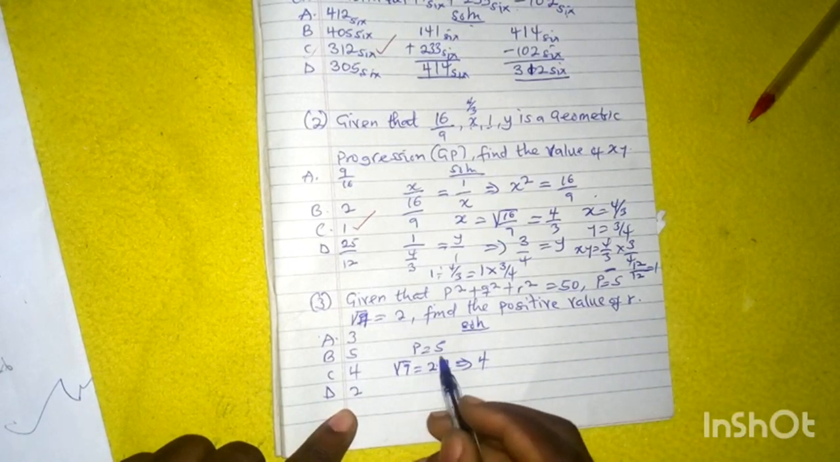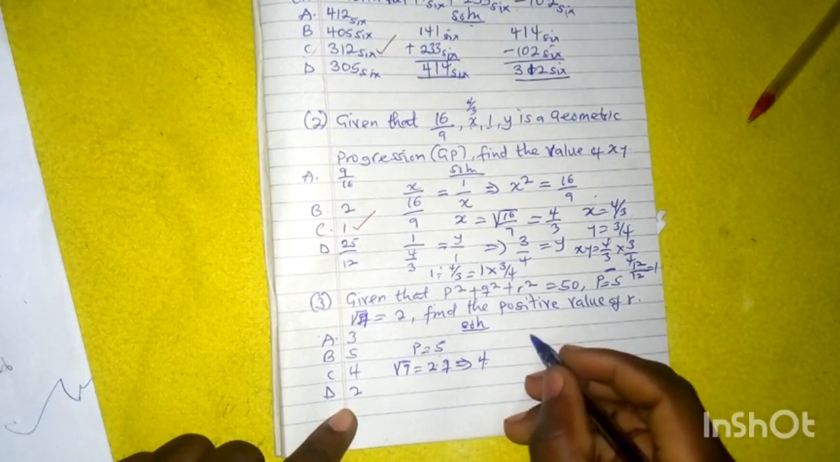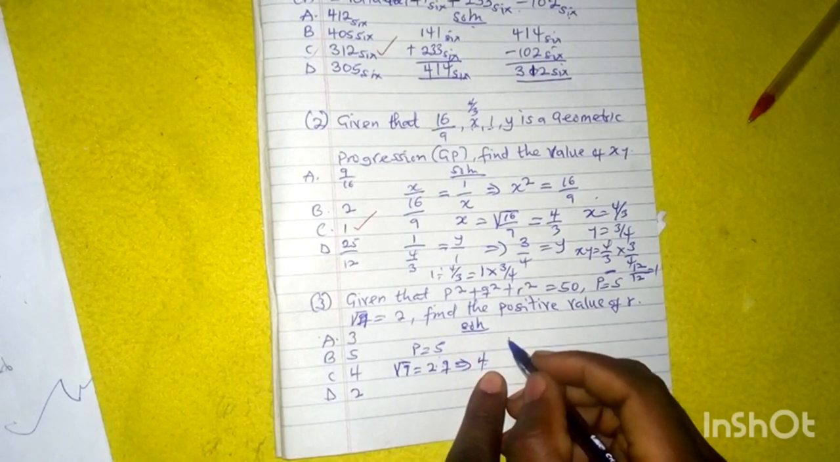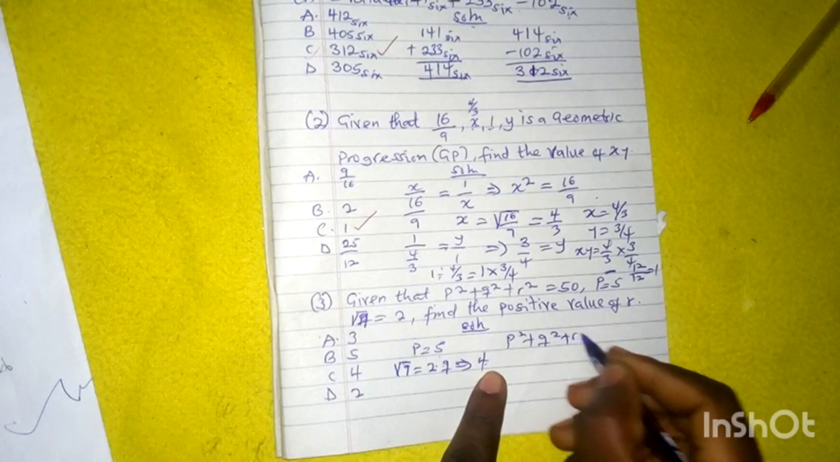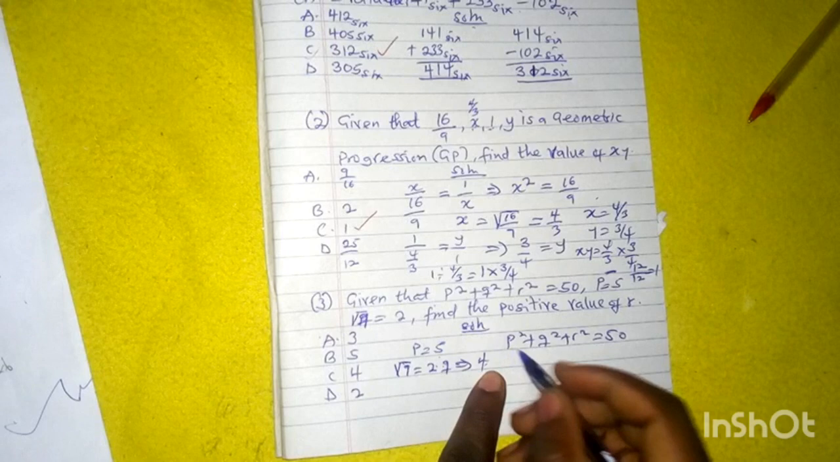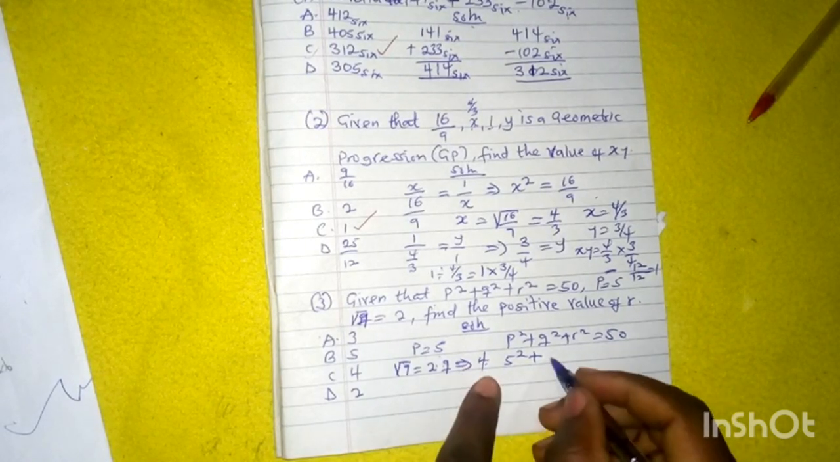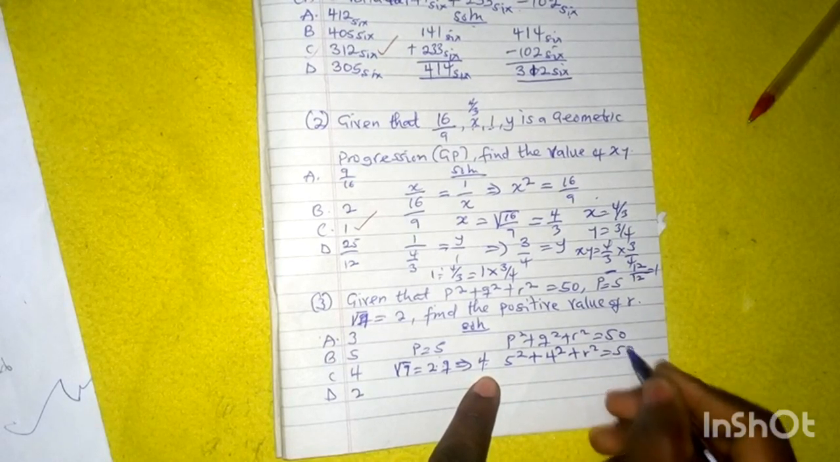So we know p to be 5 and q to be 4. The equation given is p squared plus q squared plus r squared equal to 50. So now we know p to be 5 squared, and that of q to be 4 squared, plus r squared equal to 50.